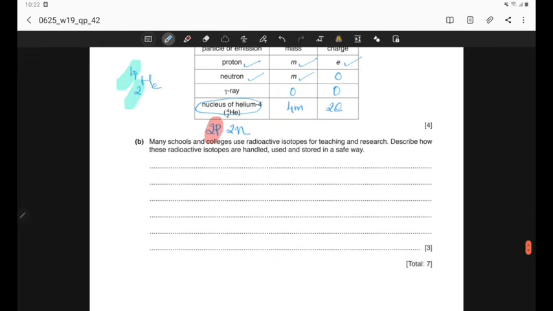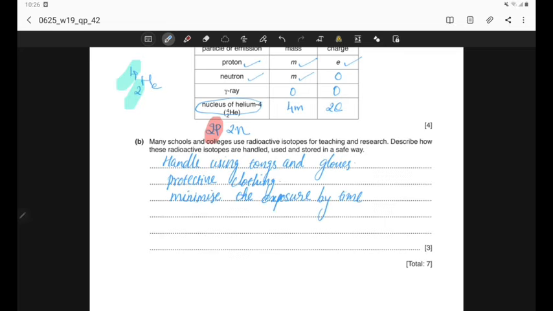Last question. Part B. Many schools and colleges use radioactive isotopes for teaching and research. Describe how these radioactive isotopes are handled, used and stored in a safe way. So there are so many different ways, but it's only 3-mark question, so we need to write any 3 points. So handle using tongs and gloves or by wearing a protective clothing. Third point, minimize the exposure with these radioactive elements. So minimize the exposure by time. Use a shielded storage. So we have already written 4 points.